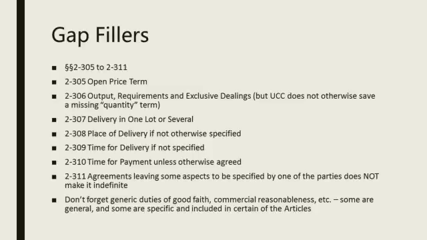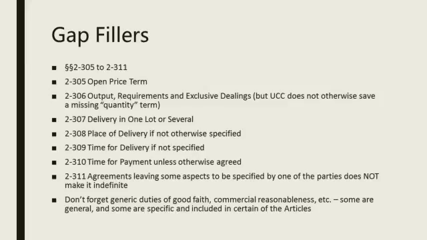2-308, place of delivery. There could be insurance risks. There could be significant cost of transport. There could be timing issues. And so if you leave the place of delivery open, there is a default. And as I recall, it is the seller's factory. And if you don't like that, change it by contract. If you fail to do that, the law needs to step in and fill that gap, and will pick the seller's warehouse. Okay?